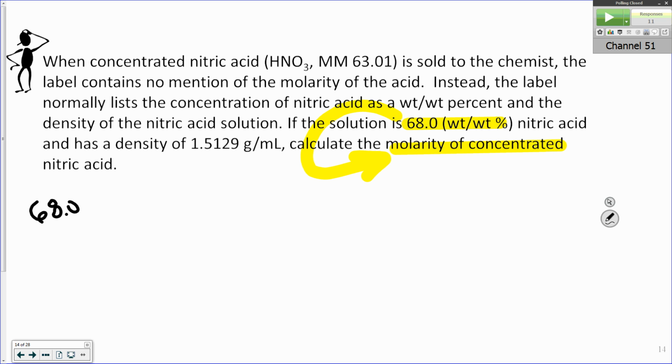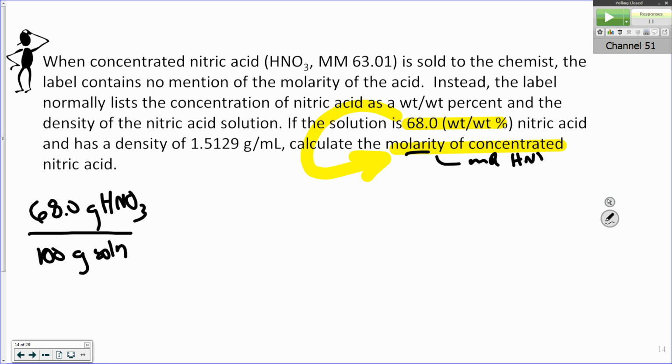So what that means is there's 68 grams of nitric acid per 100 grams of solution. That's what the 68% means. Percent is parts per 100. Okay, so now I've got to think about that in terms of a strategy. I've got to take my grams of nitric acid. If I want to go into molarity, I want to be in moles of nitric acid per liter of solution. That's where I'm trying to get to.